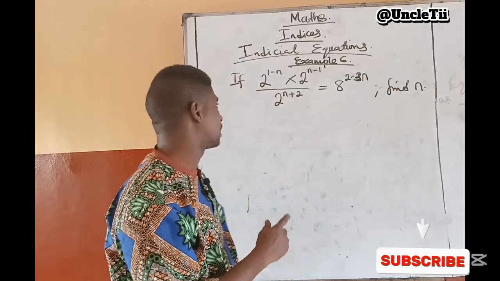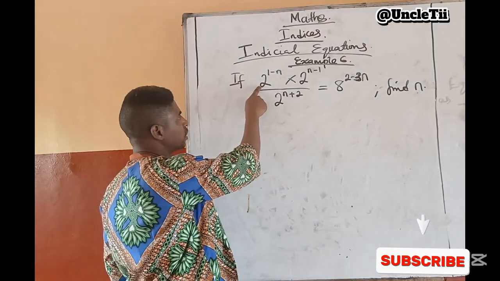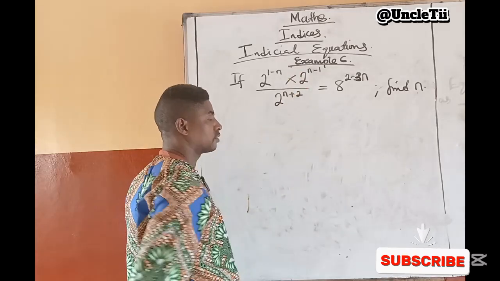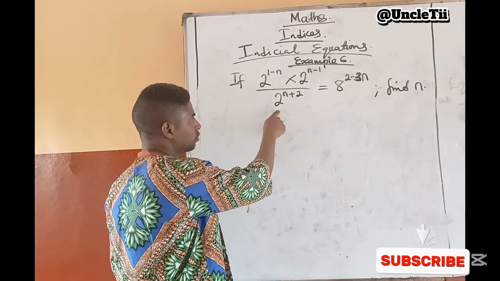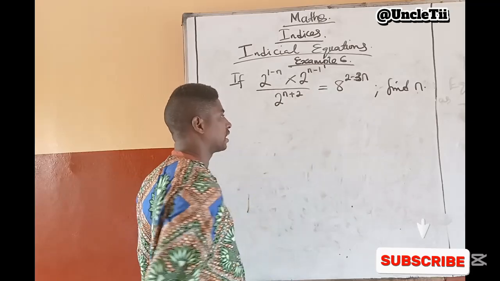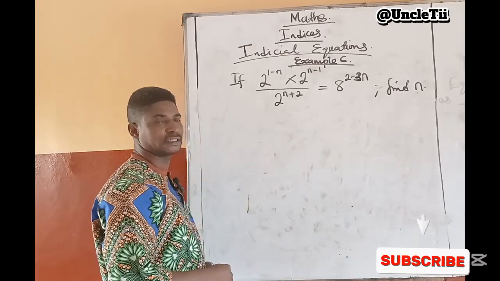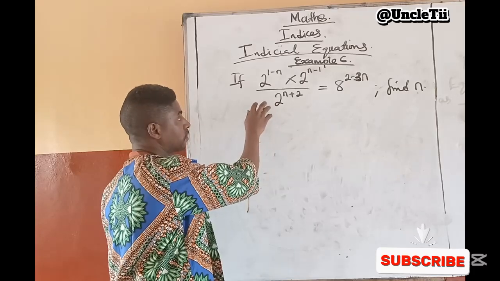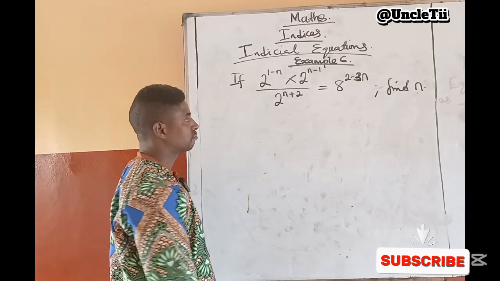Let's take this final example. If 2 raised to power 1 minus n times 2 raised to power n minus 1, divided by 2 raised to power n plus 2, is equal to 8 raised to power 2 minus 3n, find n. This is a typical equation involving indices.